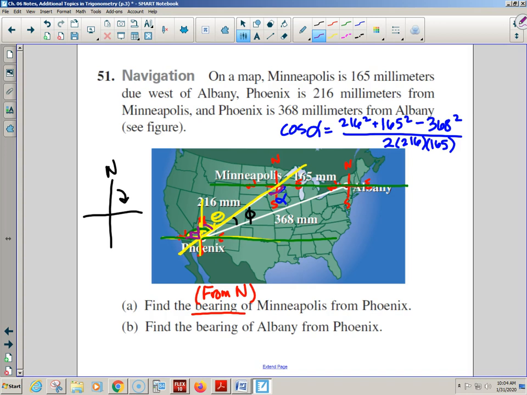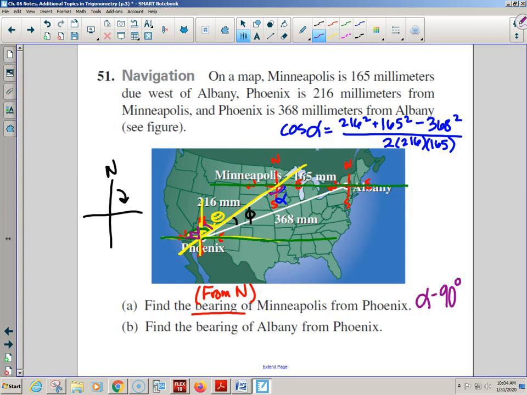My alpha, alternate interior angles, is congruent to this whole outer angle. Take away 90, and I have that bearing. So all we have to do is alpha minus 90, and we have the bearing. Then we still have another bearing. What's the other bearing that we need?